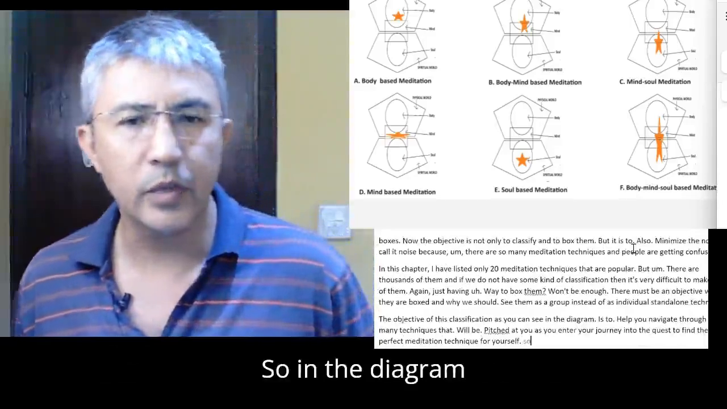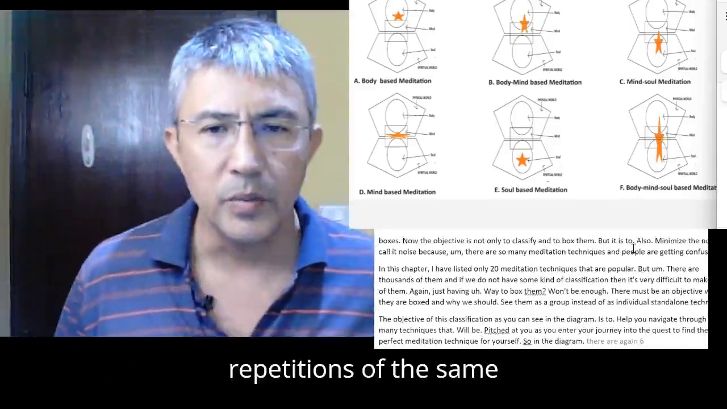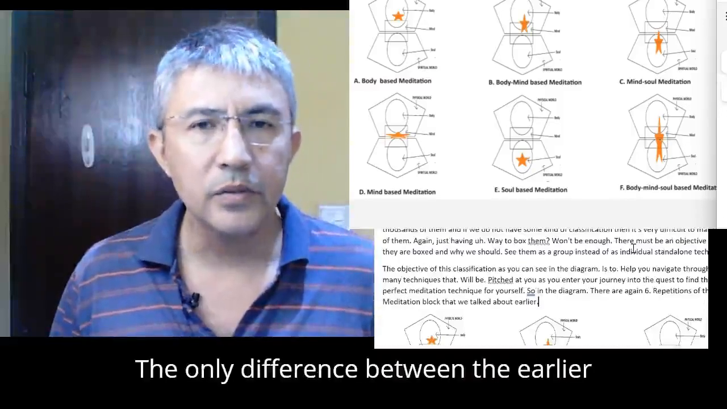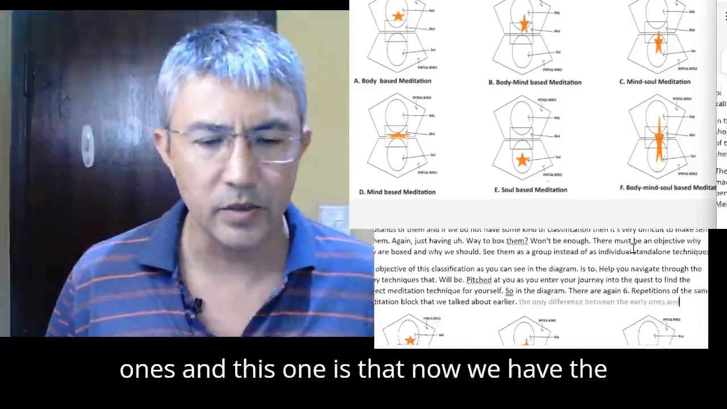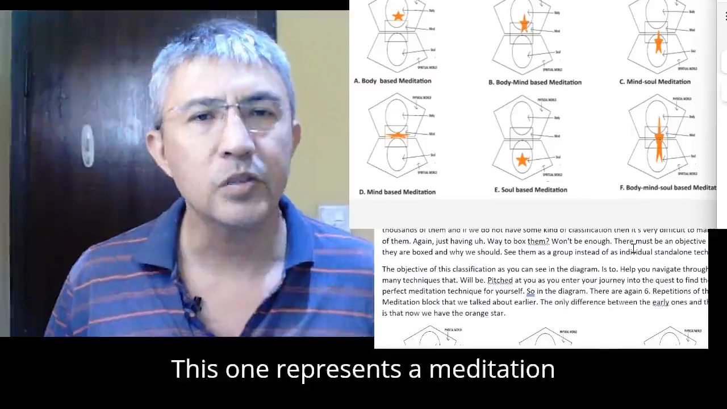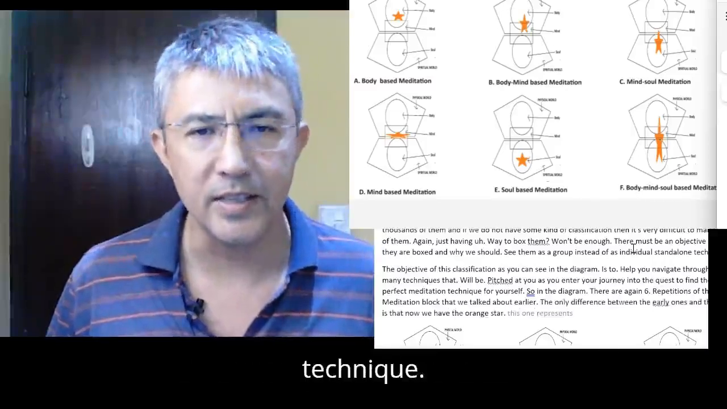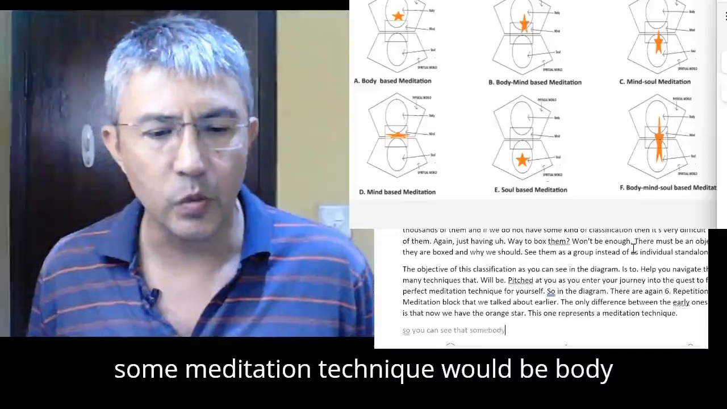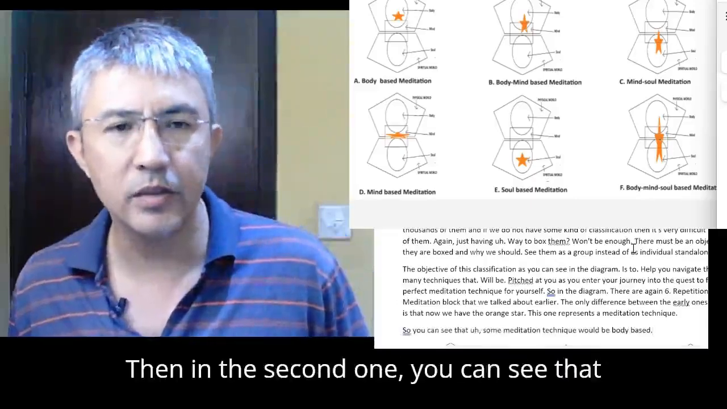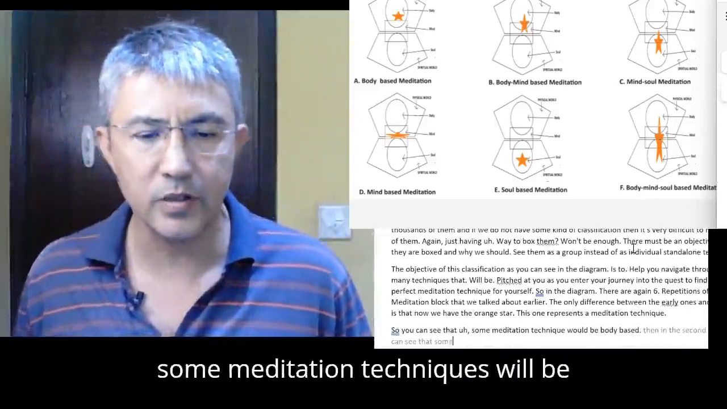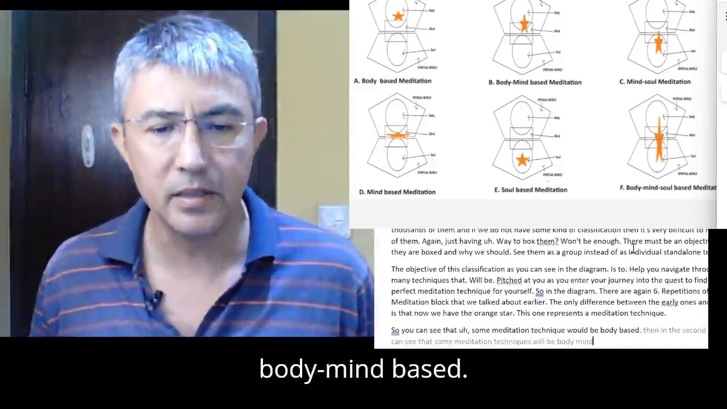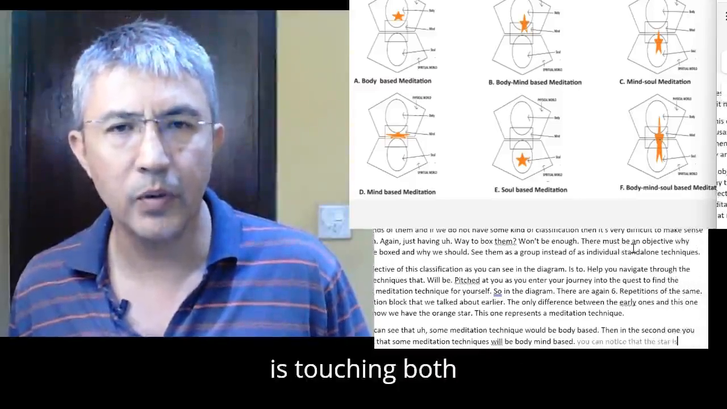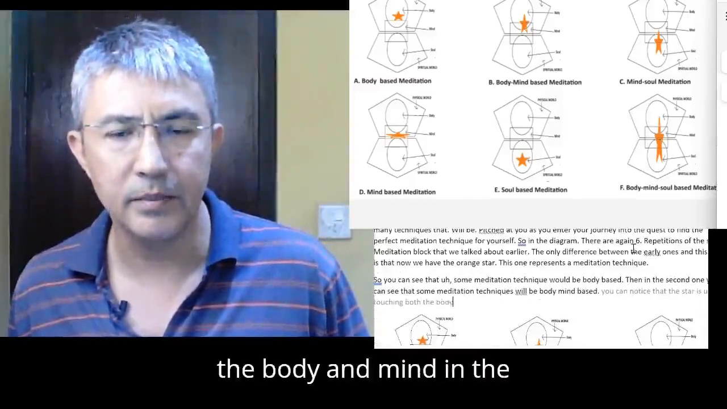So, in the diagram, there are again 6 repetitions of the same meditation block that we talked about earlier. The only difference between the earlier ones and this one is that now we have an orange star. This one represents a meditation technique. So you can see that some meditation technique would be body based. Then in the second one, you can see that some meditation techniques would be body mind based. You can notice that the star is touching both the body and mind in the diagram.